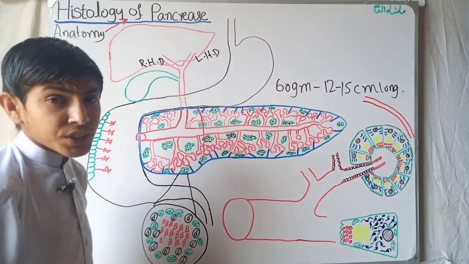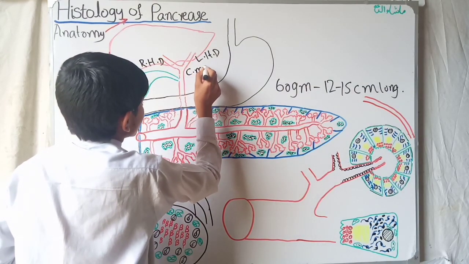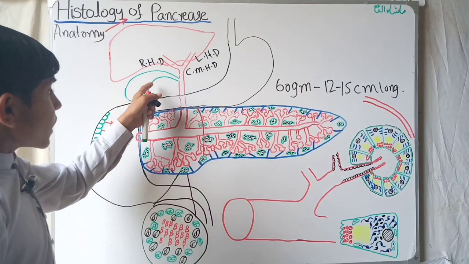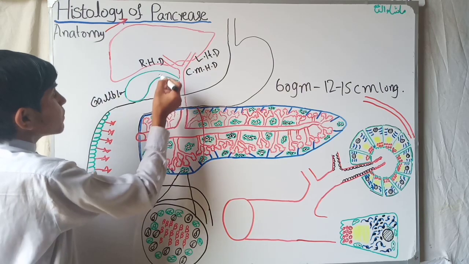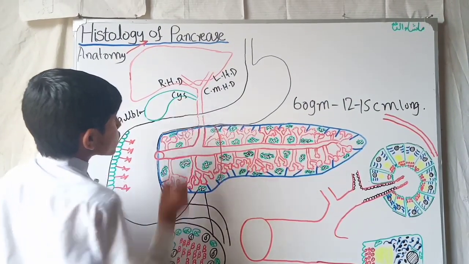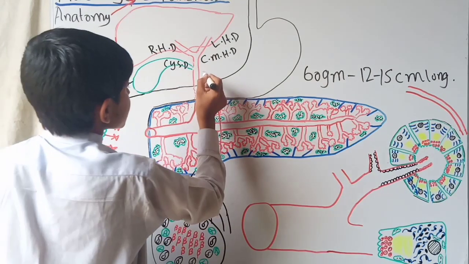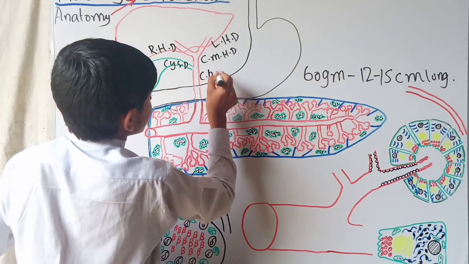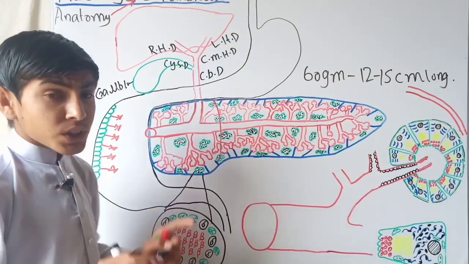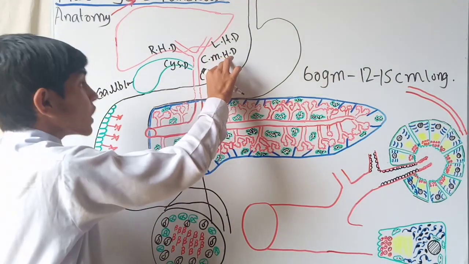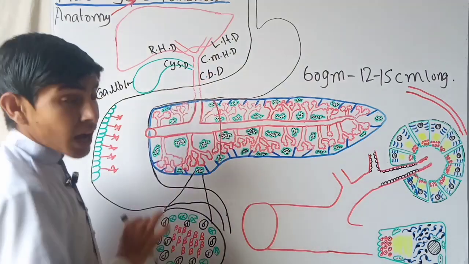Right and left hepatic duct mix together and form the common hepatic duct. While this is called the gallbladder. From the gallbladder there is the cystic duct. So when the cystic duct and the common hepatic duct mix together, it forms the common bile duct. Firstly, right hepatic duct and left hepatic duct mixed together form the common hepatic duct. When the common hepatic duct mixes with the cystic duct from the gallbladder, it forms the common bile duct.